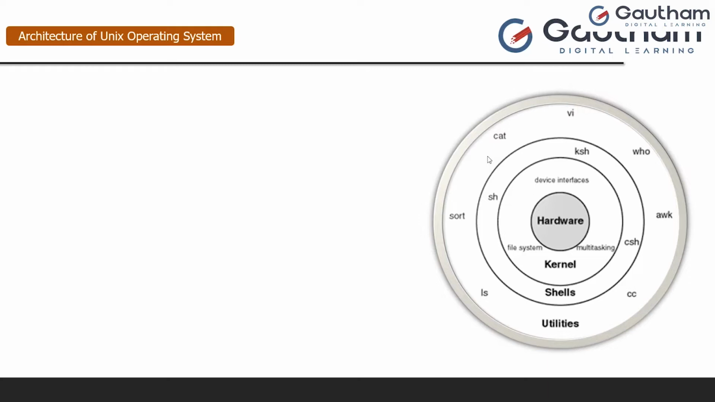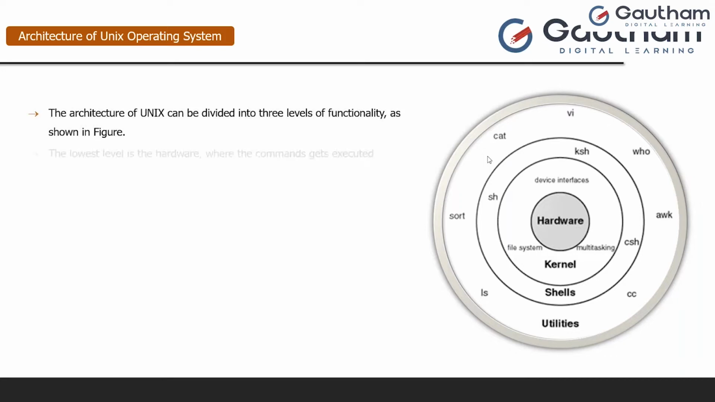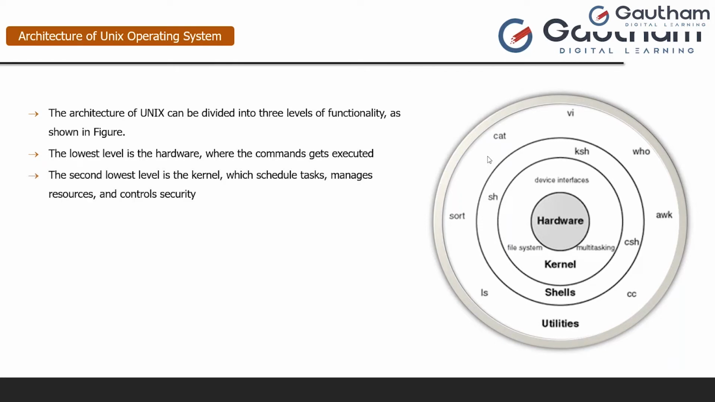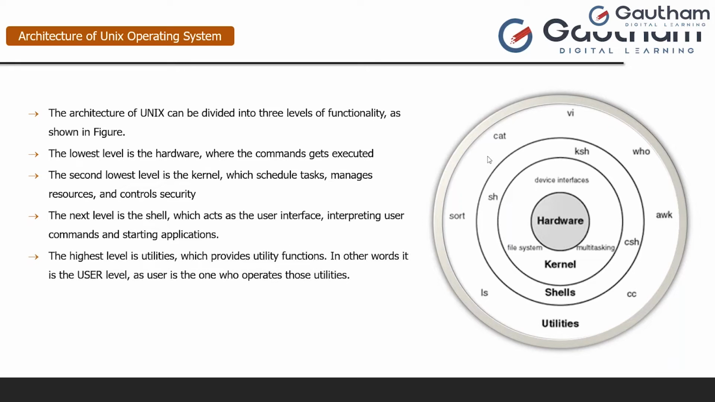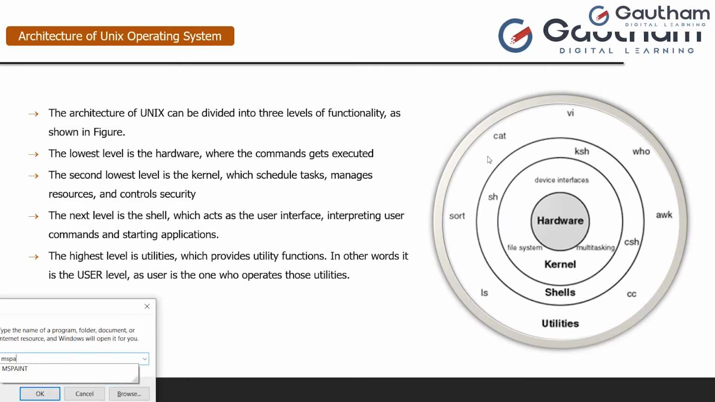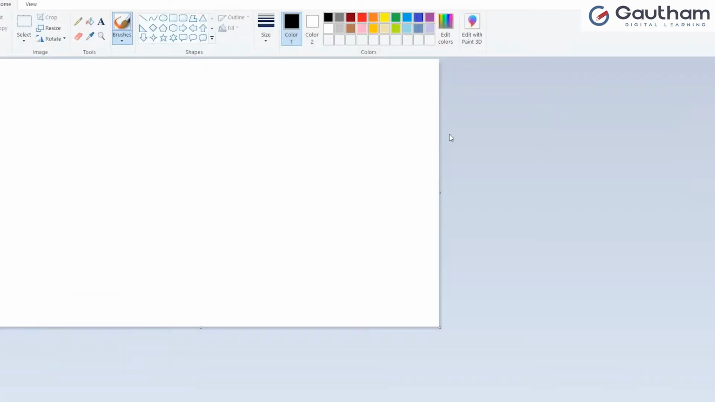See, the architecture of Unix looks like this, as you see on the right hand side. The innermost layer where all your commands will be executed is called hardware. And hardware is controlled by the kernel. And to communicate with the kernel, we need shells. And to communicate with shells, we, the users, use certain commands. Now, to make it more understandable, let me use a simple paintbrush and explain in a better way what exactly I meant about the architecture.